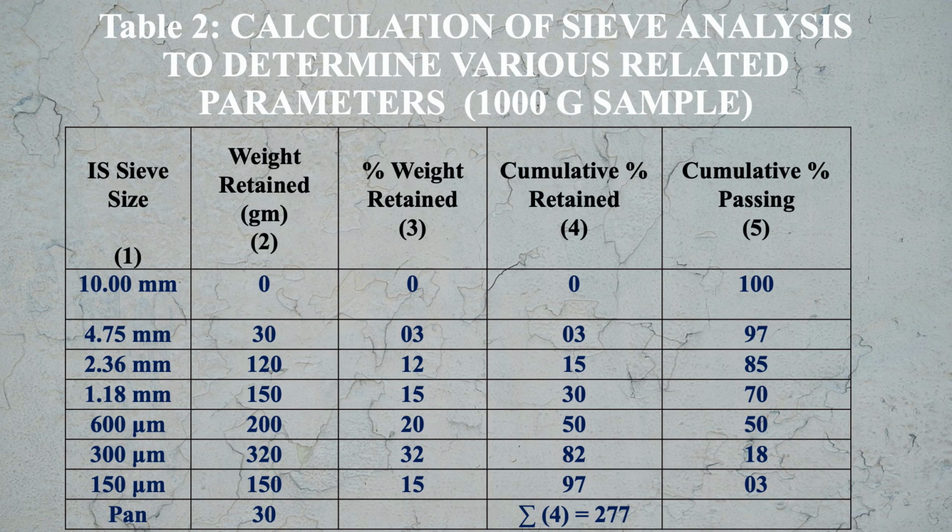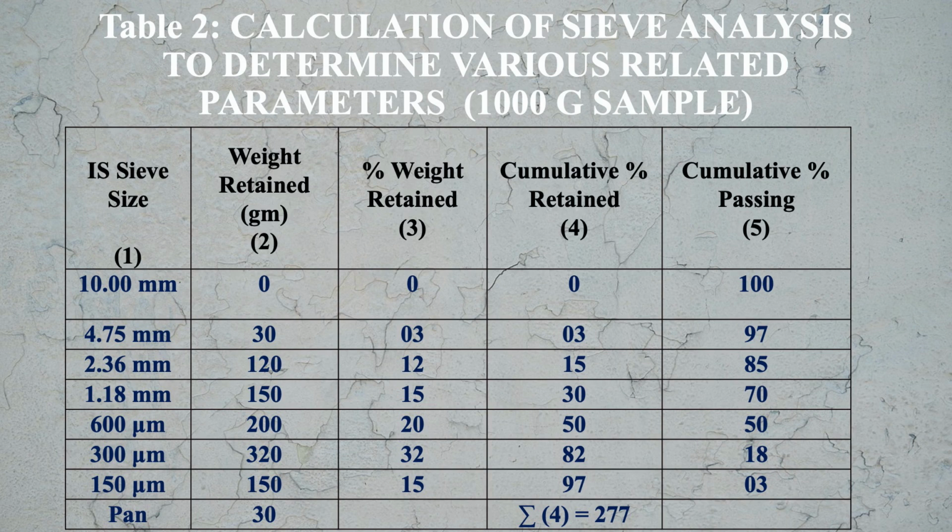So weight retained percentage you can calculate by dividing by the total weight of the sample, like 30 grams divided by 1000 into 100, so you'll get 3%. Likewise 120 divided by 1000, you'll get 12%. So these are the percentages. In the fourth column, you see the cumulative percentage retained. Cumulative means all those percentages added up to that particular sieve.